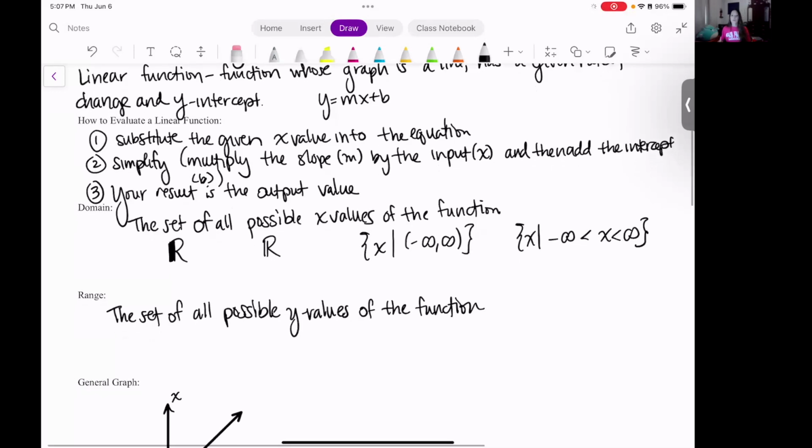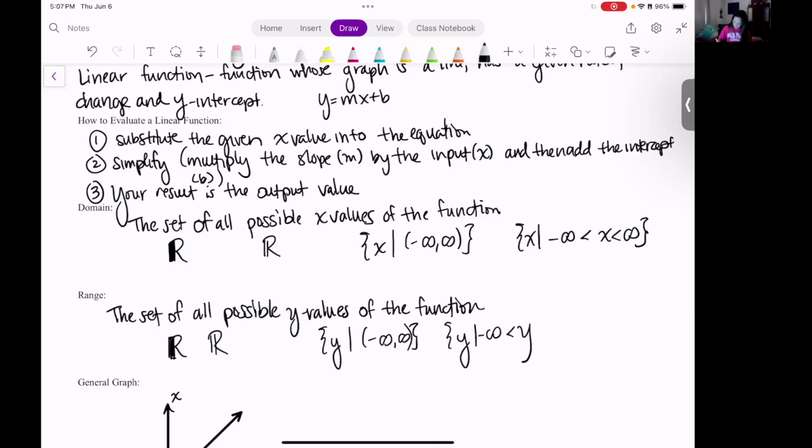For the Y values, again, you're taking on every single Y value. This is also going to be all real numbers. So you could use that notation of having the bold R or the 2 lines to represent all real numbers. And you could say then the set of Y values from negative infinity to infinity, or negative infinity is less than Y is less than positive infinity. Those are all appropriate ways to write your domain and your range.